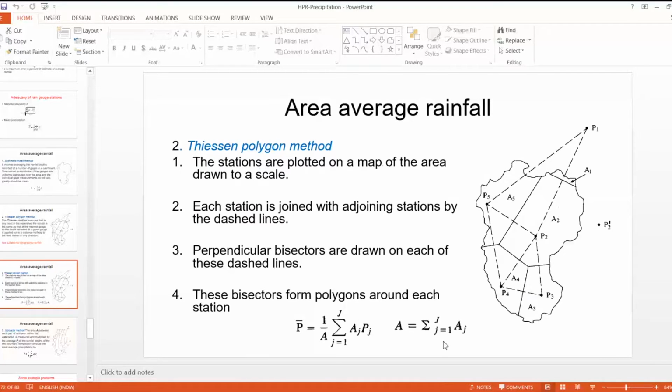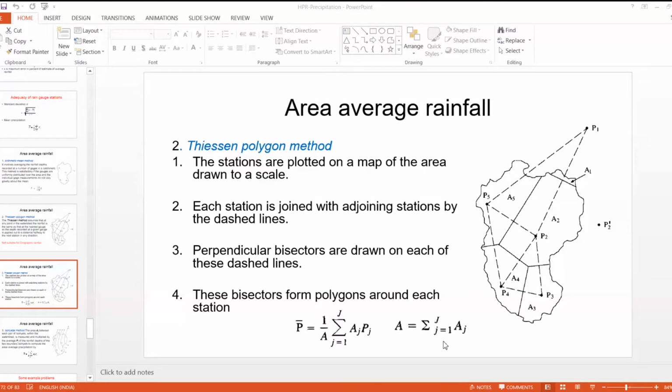Okay, and the important limitation of this Thiessen polygon method is it cannot be used for orographic precipitation. Because in orographic precipitation, rainfall is changing rapidly from one location to another location. So therefore, we need to have many more rain gauge stations. Okay, so if the rain gauge station density increases, then the Thiessen polygon method is not suitable. It is suitable for a sparser network of rain gauge stations.